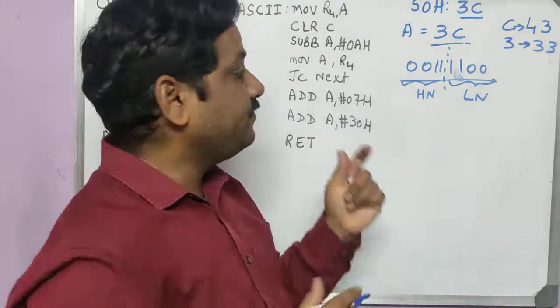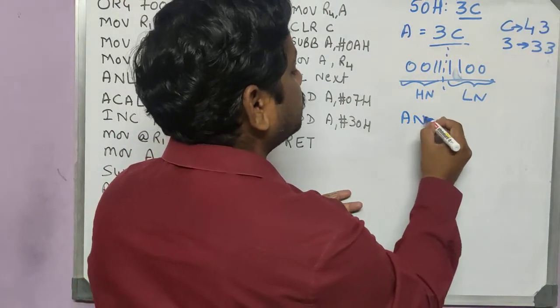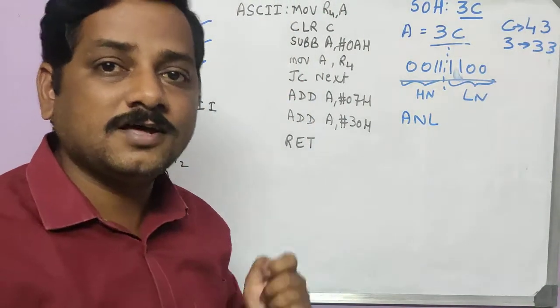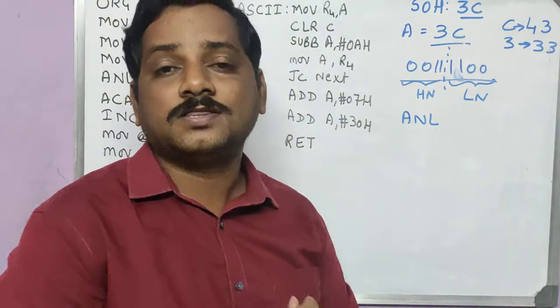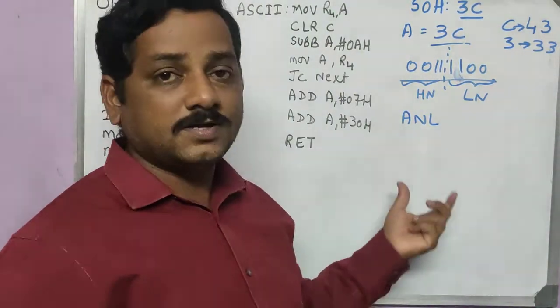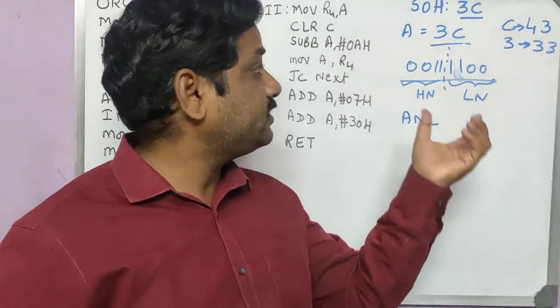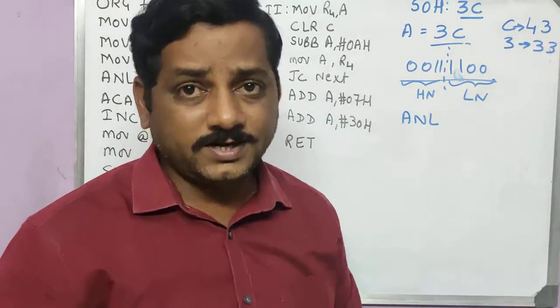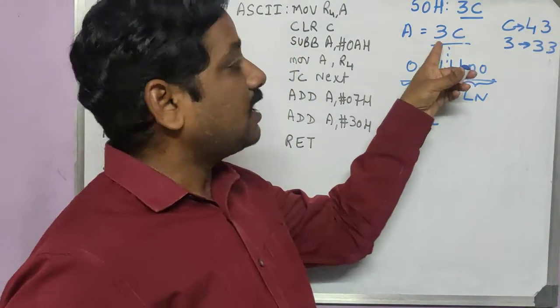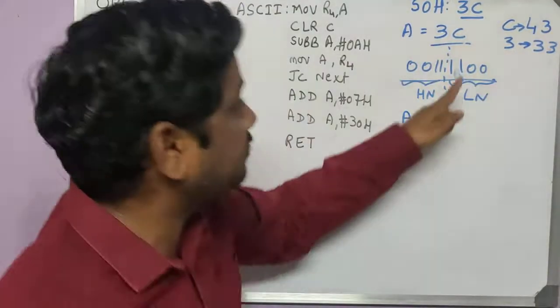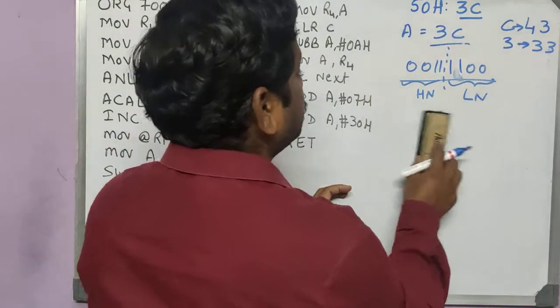To do that, we use an instruction called AND logic, ANL. I hope you know the concept of ANDing. Whichever data you want, you keep 1 over there. Whichever data you don't want, you put 0. For example, here I have 3C. I just want to have C now. So let me tell you how to do that.